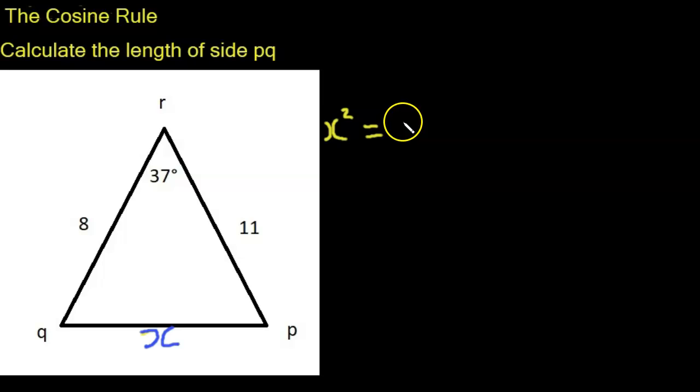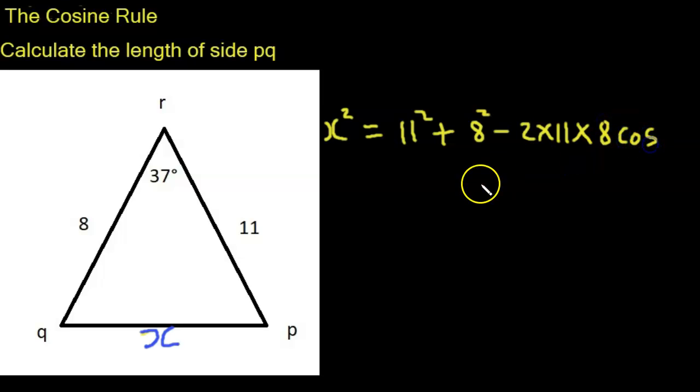So it begins the same way Pythagoras theorem begins. One side squared equals the sum of the other two sides squared. But we don't stop there. So minus 2 times these very same sides, so 2 times 11 times 8 cos the angle formed by 11 and 8. Or you say cos the angle opposite to the X, which is 37.